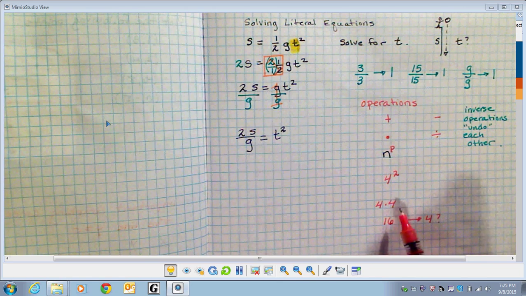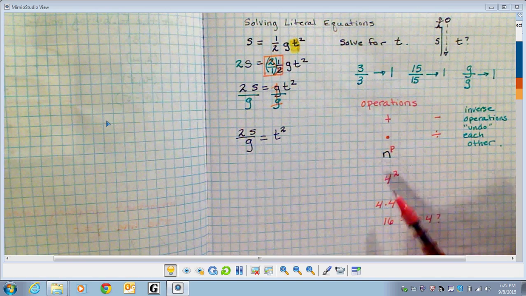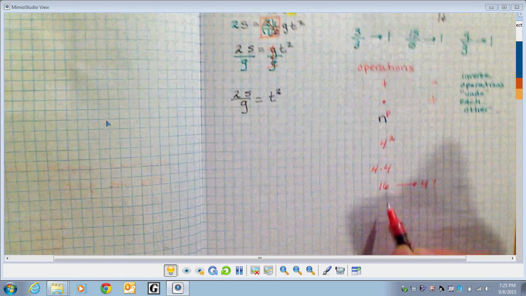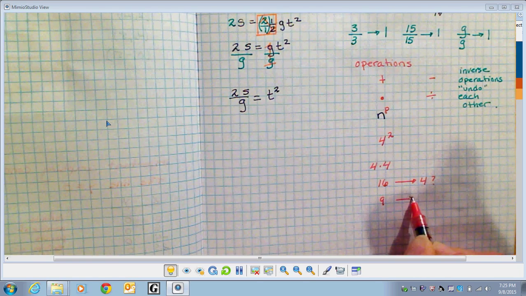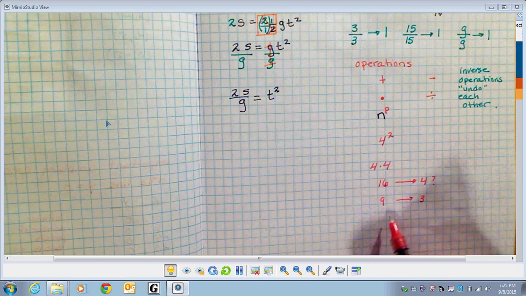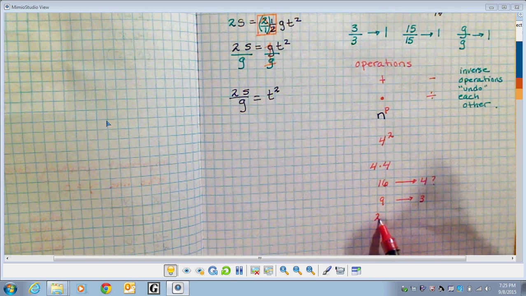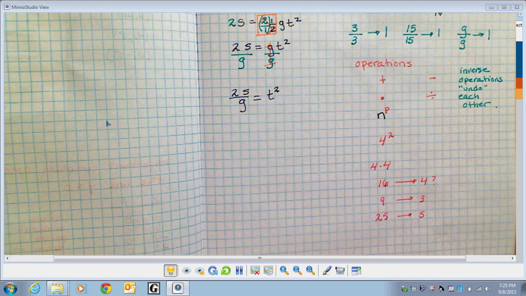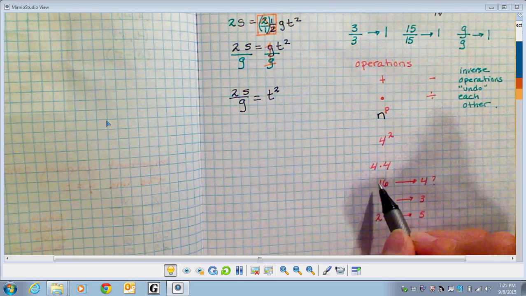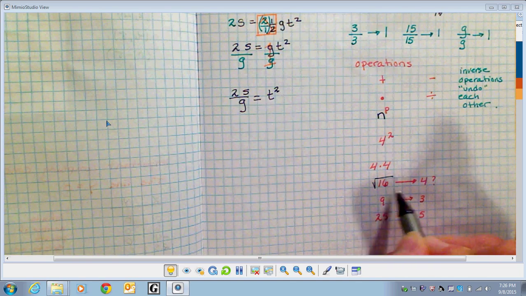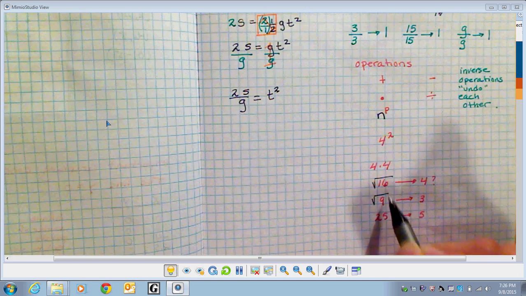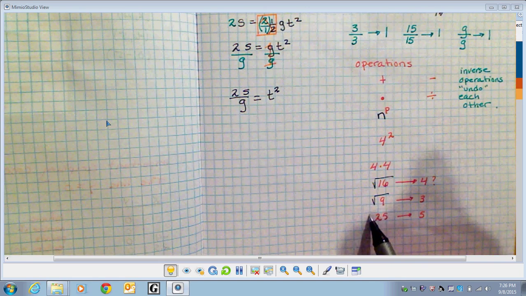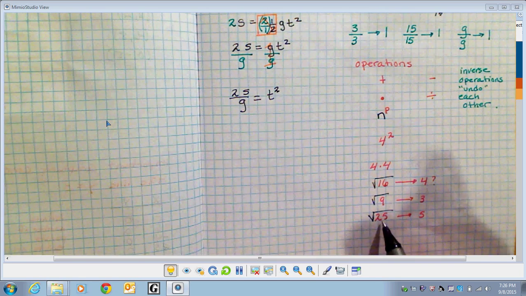Well, you could tell me you're going to divide by 4, but how would I know to do that? What operation makes it go from 16 to 4? Or what operation makes it go from 9 to 3? Or what operation makes it go from 25 to 5? So you may have already come up with the answer. So if I take the square root of 16, I get 4. Take the square root of 9, I get 3. If I take the square root of 25, I get 5.